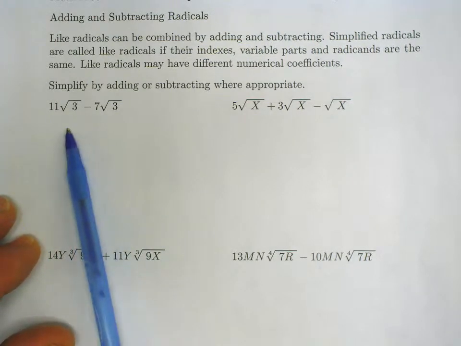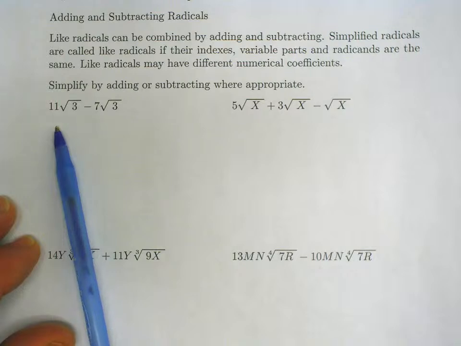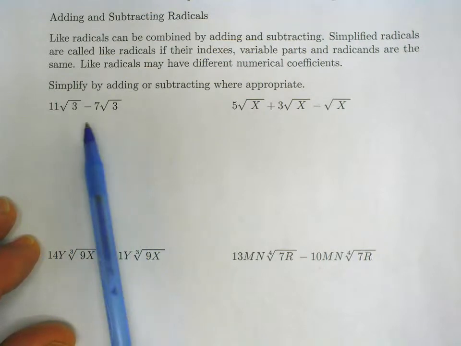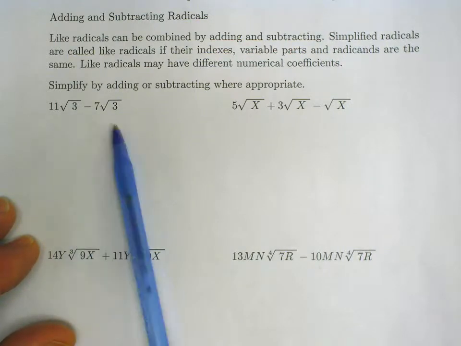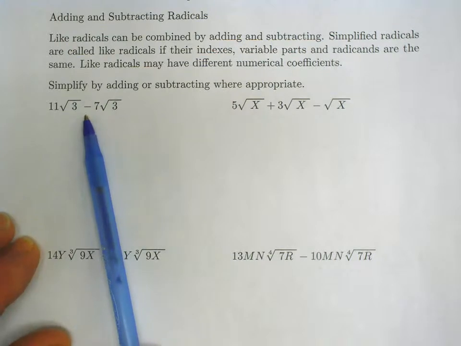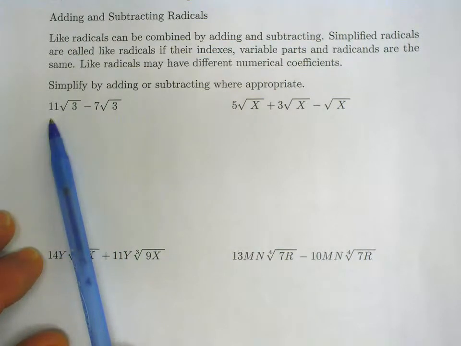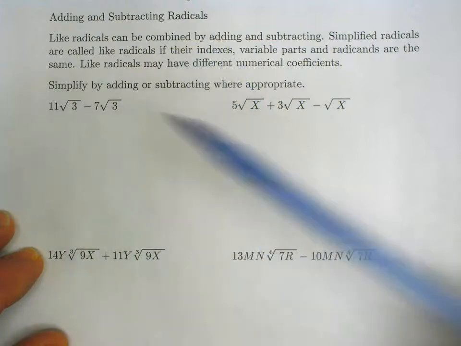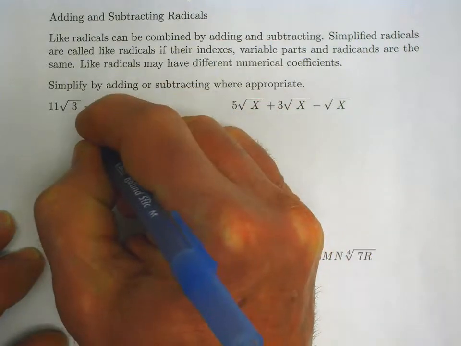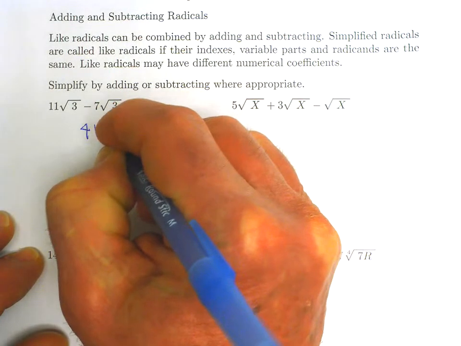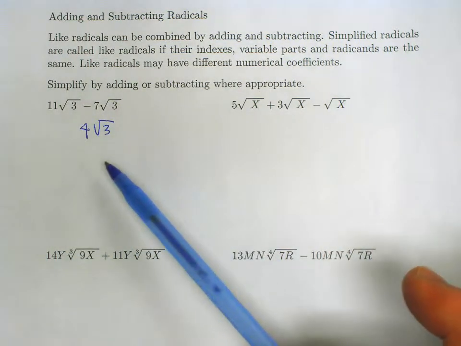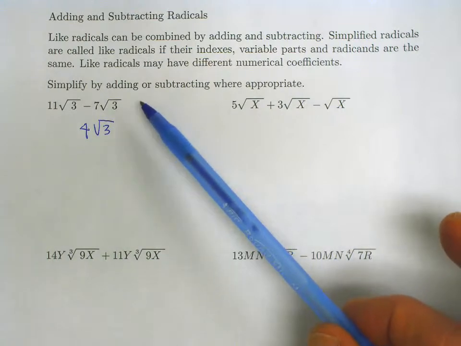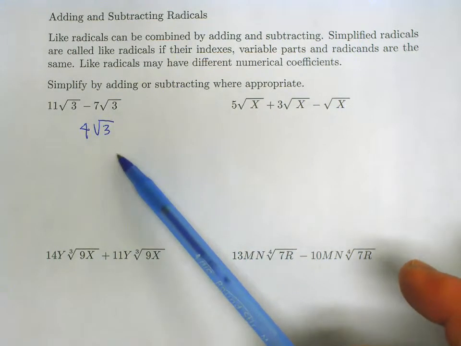This first example, 11 times the square root of 3 minus 7 times the square root of 3. The square root of 3 is as simplified as it can be. And the two terms are like radicals, so we can simplify by subtracting. 11 times the square root of 3 minus 7 times the square root of 3 simplifies to 4 times the square root of 3. In the same way that 11x minus 7x simplifies to 4x, that's how we simplify this difference.